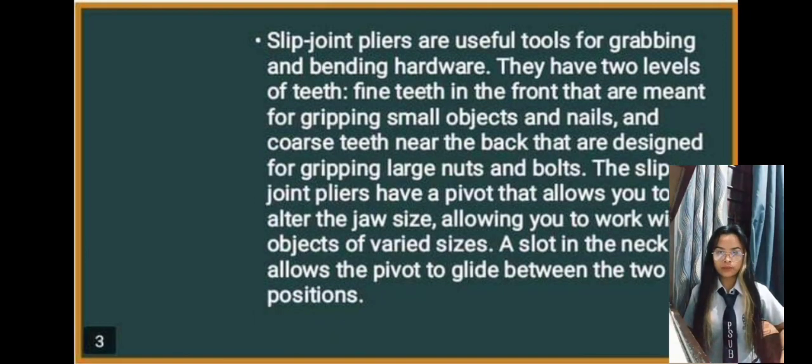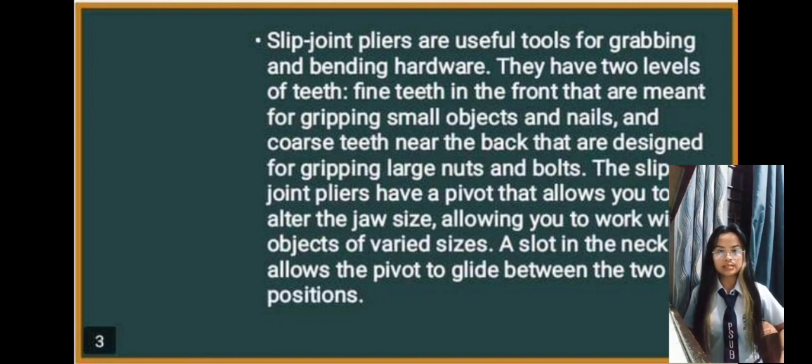First, the slip joint pliers. Slip joint pliers are useful for grabbing and bending hardware. They have two levels of teeth: fine teeth in the front that are meant for gripping small objects and nails, and coarse teeth near the back that are designed for gripping large nuts and bolts.